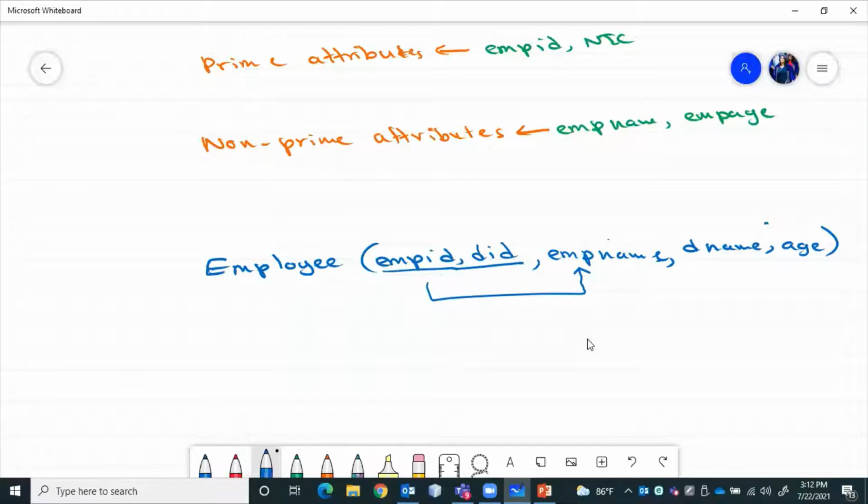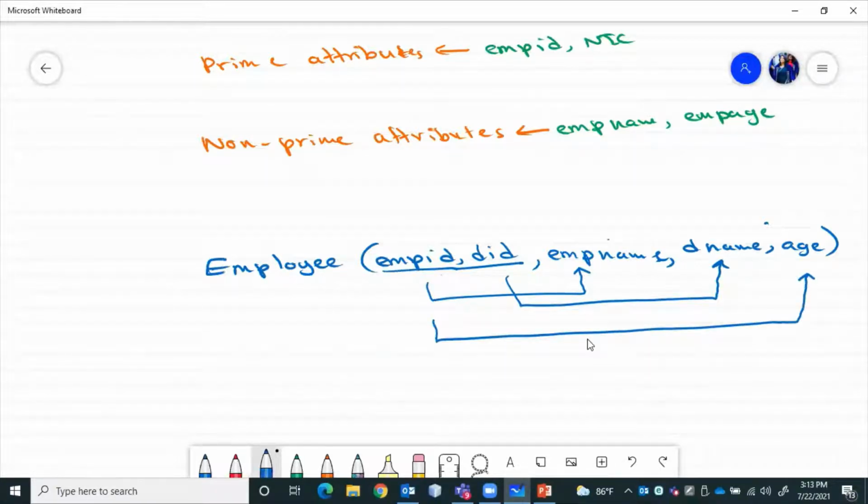And look at department name. Department name is depending on the department ID. And think about the age. Age is not going to do anything with the department ID. Age is depending on the employee ID. So this is known as a partial dependency. Why? These non-prime attributes are partially depending on the primary key attributes.